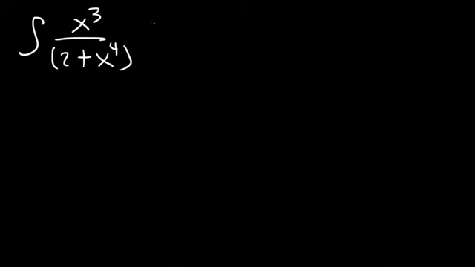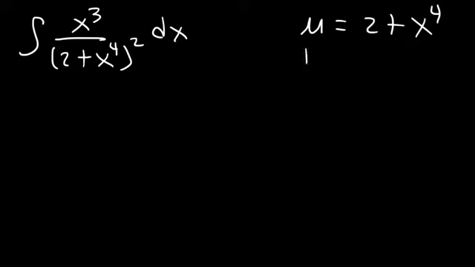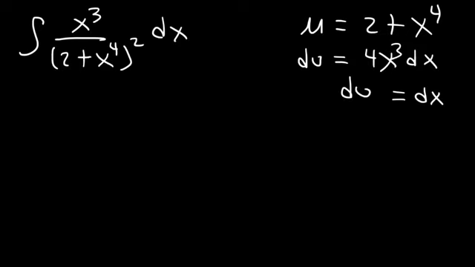Let's work on some more problems. Feel free to pause the video and try this one. Integrate x cubed divided by 2 plus x to the 4th raised to the 2nd power. Now typically it's better to make u equal to the stuff that has the higher exponent. 4 is higher than 3. So let's make u equal to 2 plus x to the 4th. du is going to be the derivative of x to the 4th, so that's 4x to the 3rd power times dx. And as always, I recommend that you solve for dx, just to avoid mistakes.